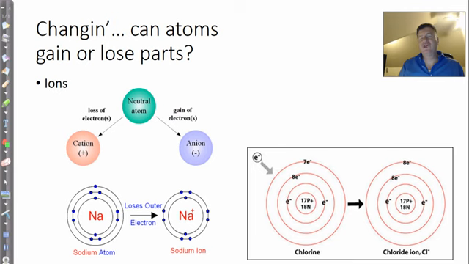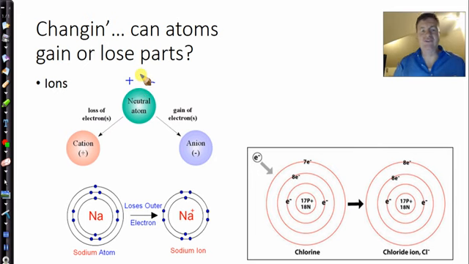So let's look at just two examples of how atoms can change and why that's important to us from an anatomy conversation. Most of the time, an atom is going to be neutral, which means it's going to have the same number of positive and negative bits. What are the positive parts of an atom? The protons. And the negative parts? The electrons. So normally, a neutral atom is going to have the same number of protons and electrons. So it has the same number of positive bits and negative bits.